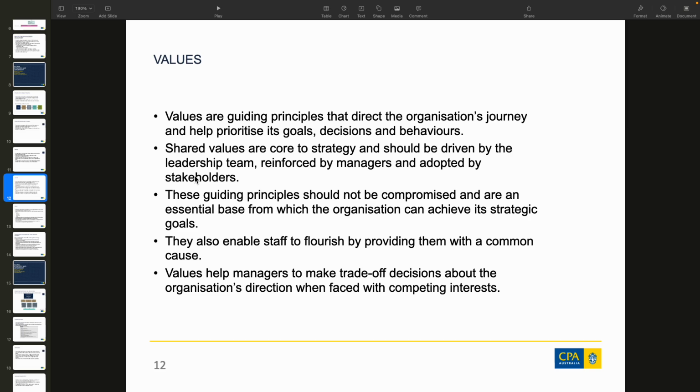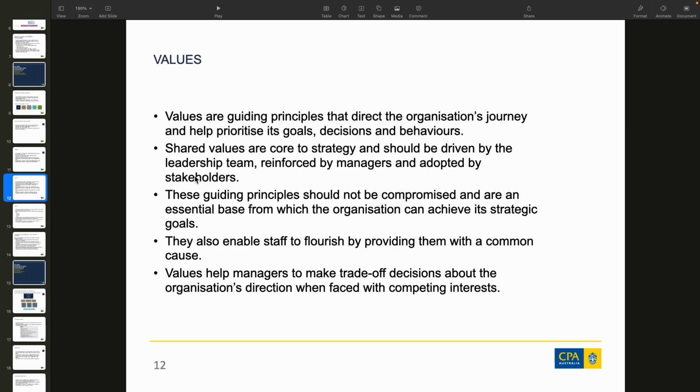its strategic goal. So you must have a base from which you can get your goals achieved, all right? The values. If you change your values, you got a problem. This also enables staff to flourish, providing them common cause. So everybody has the same reason for existence.